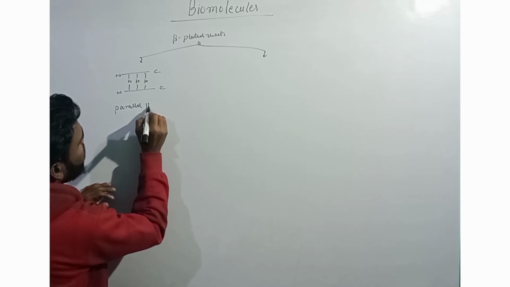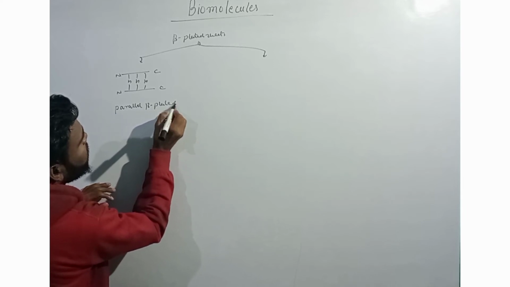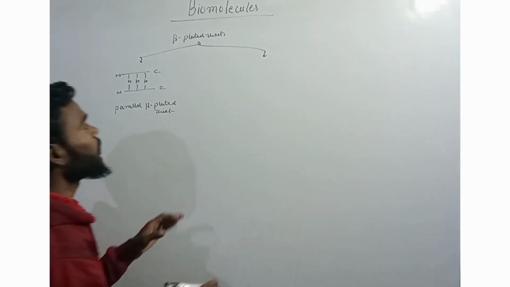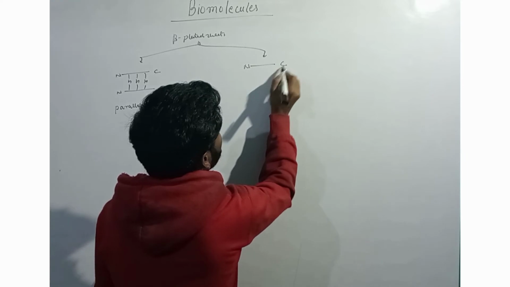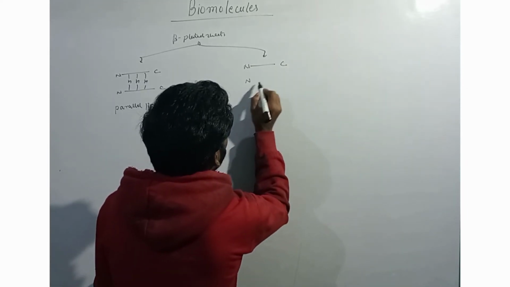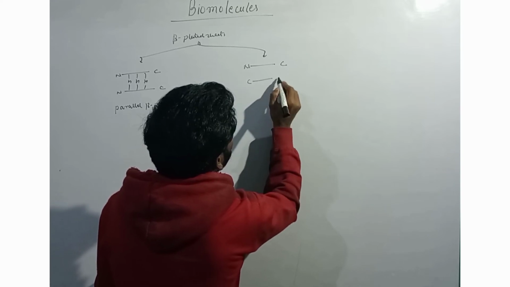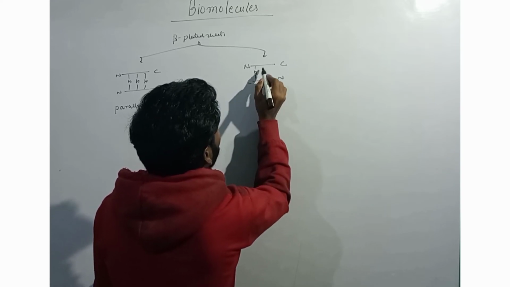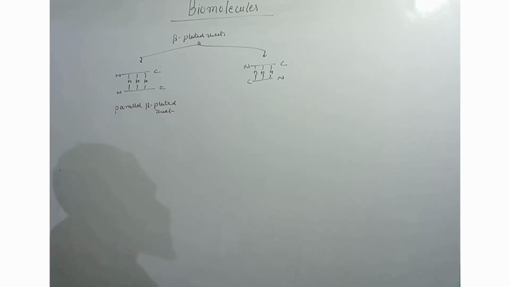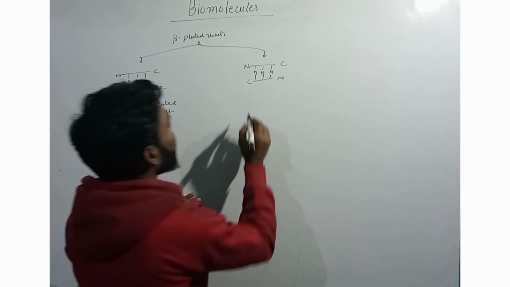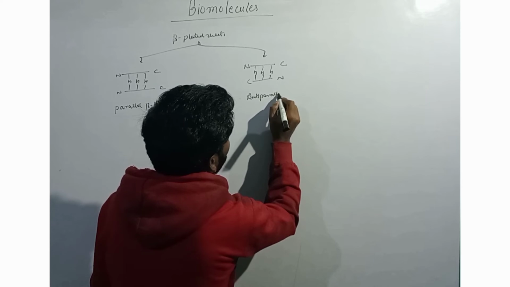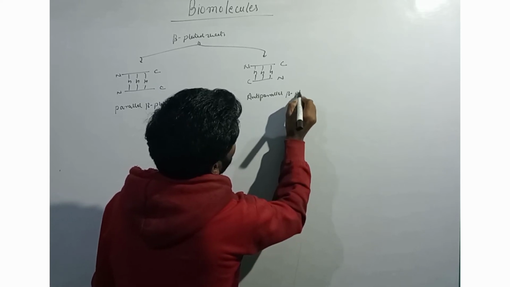And opposite to this, if one strand, that is N terminal to C terminal, is running side by side, and the second has the opposite polarity, that is C terminal to N terminal, and the structure is stabilized by hydrogen bonds, then this kind of protein is called anti-parallel beta pleated sheets.